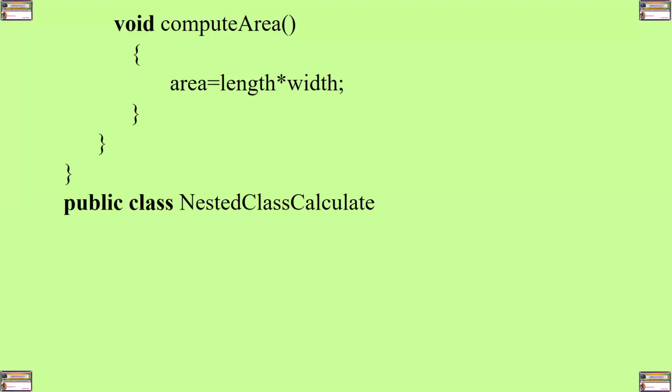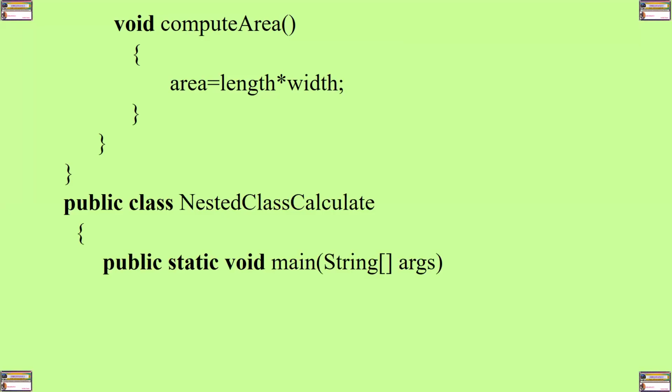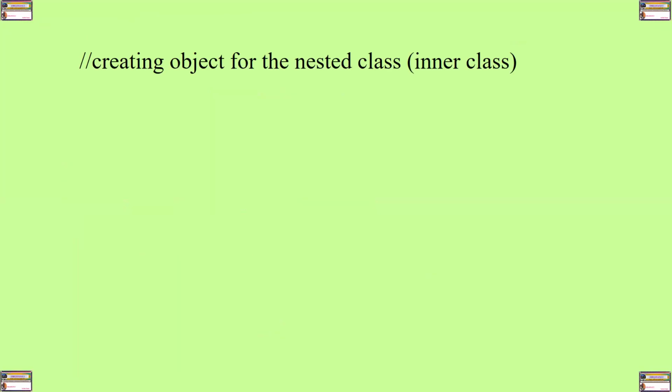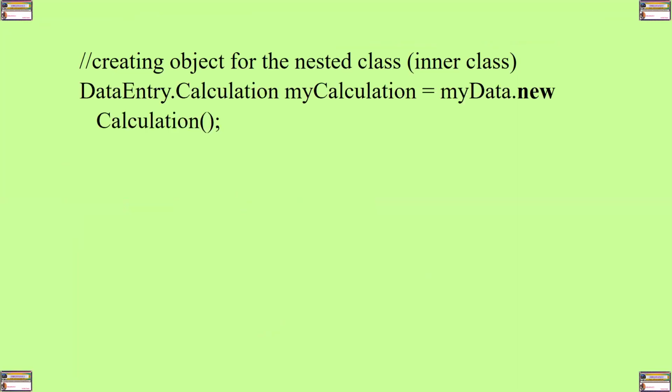So from there, we have the public class called nested class calculate. And then what does it do? It has the definition of the main class where we are creating an object for the outer class using this statement. So we are creating an object to manipulate the data of the outer class, by the name my data. And then from there, we are able to create an object for the inner class.